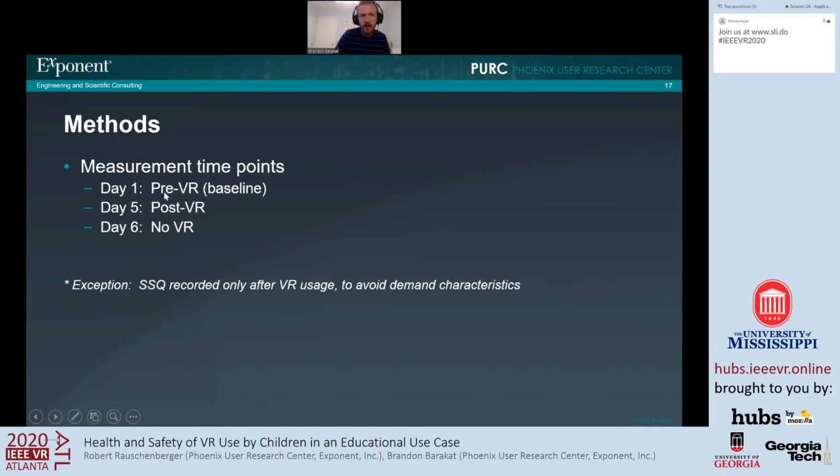The only exception to this pattern of data collection was for the SSQ, which was only recorded after VR usage. So this pre-VR measure on day one was actually a post-VR. That's because past research shows that a pre-test measure of SSQ can actually artificially inflate SSQ scores due to demand characteristics, so we wanted to avoid that.